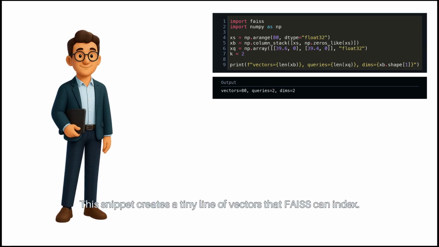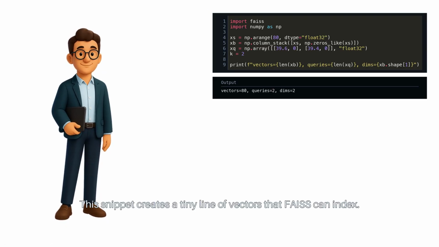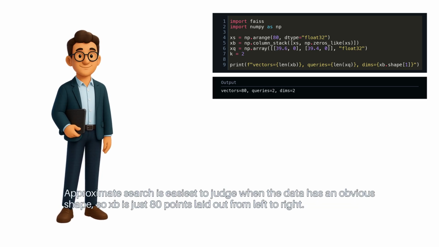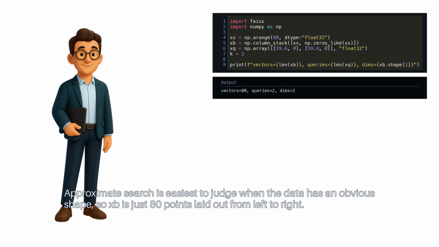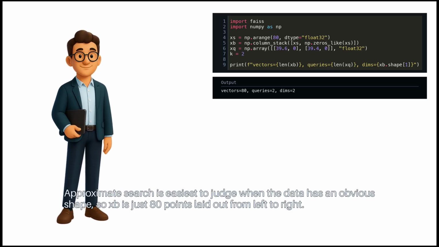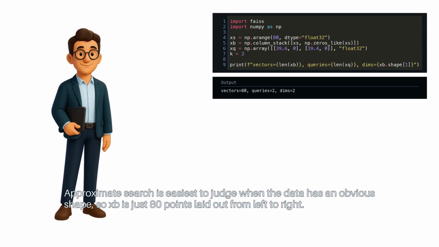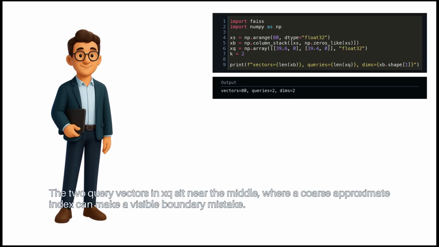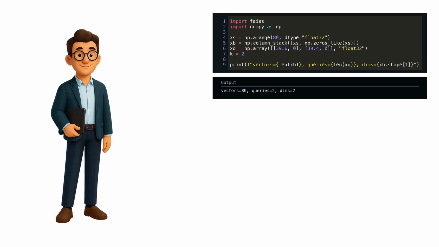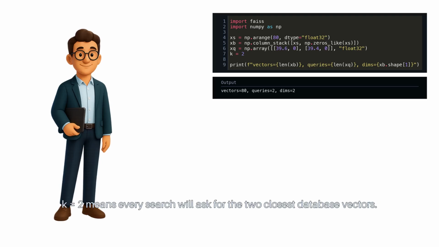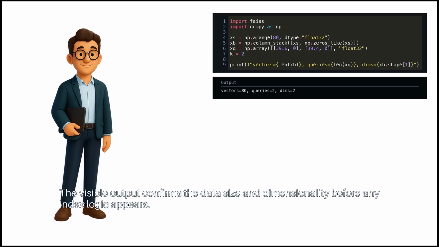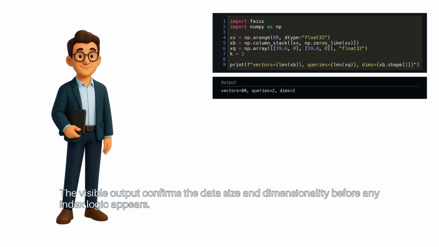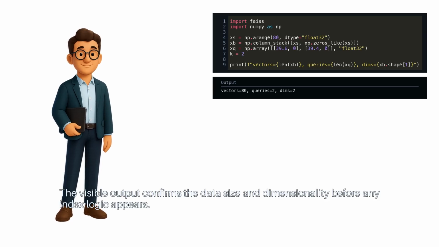This snippet creates a tiny line of vectors that FAISS can index. Approximate search is easiest to judge when the data has an obvious shape. So XB is just 80 points laid out from left to right. The two query vectors in XQ sit near the middle, where a coarse approximate index can make a visible boundary mistake. K equals 2 means every search will ask for the two closest database vectors. The visible output confirms the data size and dimensionality before any index logic appears.